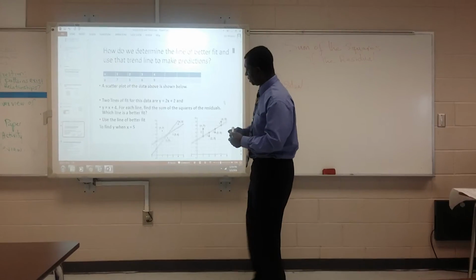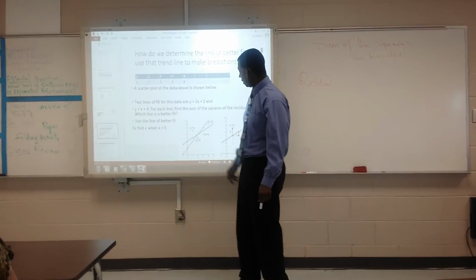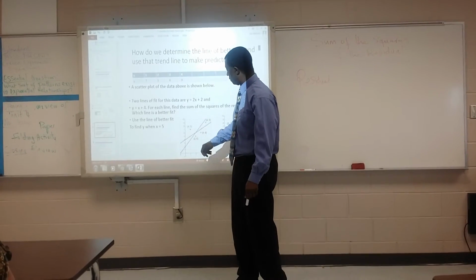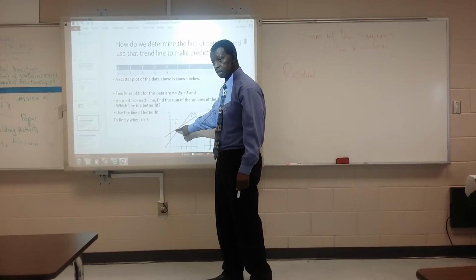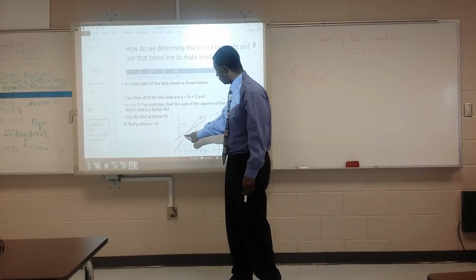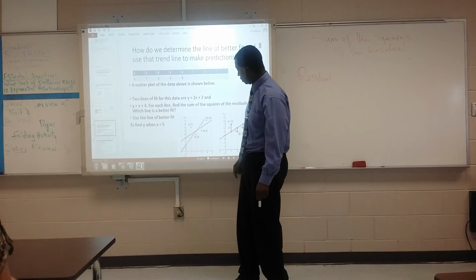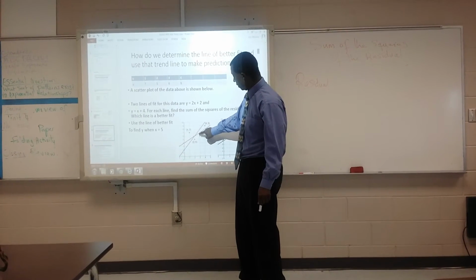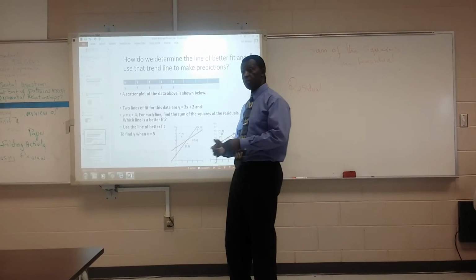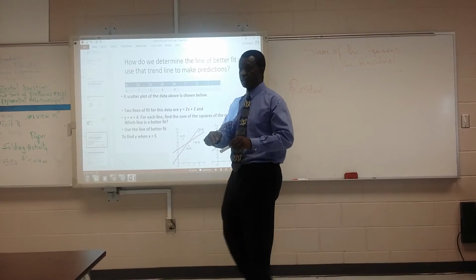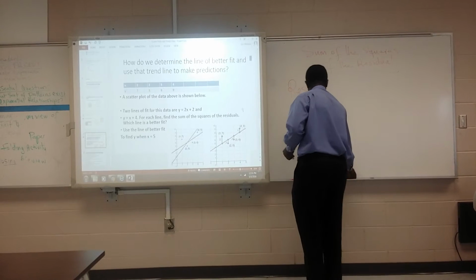A residual is just, for instance, these are the points on the scatter plot, and these are the two lines given. The residual is just the distance from the point to the line, all right? So from the point to the line is what is called the residual. From this point to the red line is what is called the residual. So from each point to each line is what is called the residual. So now, what we do is we make a table of it.